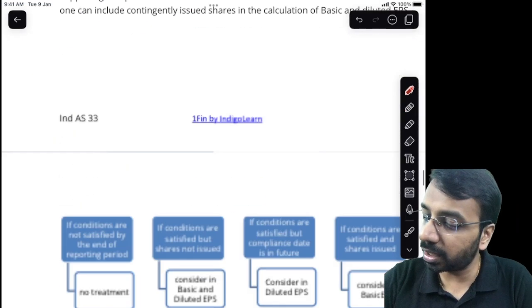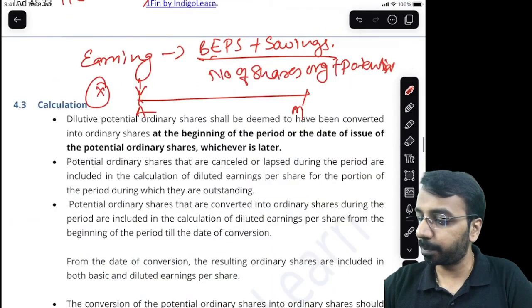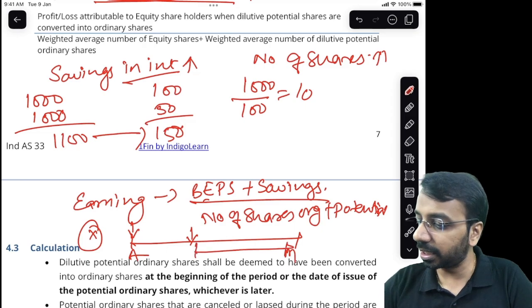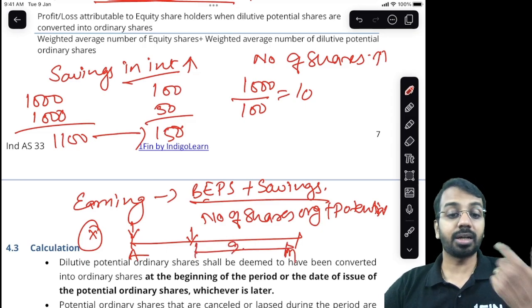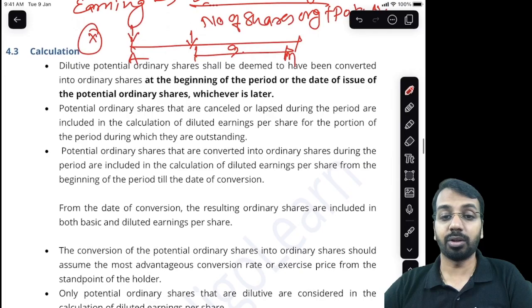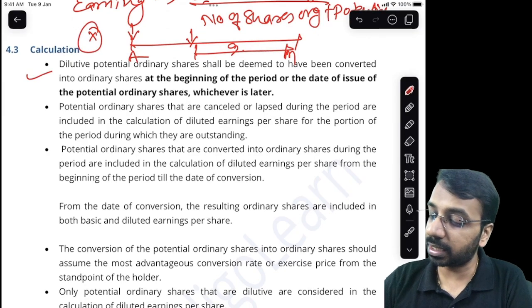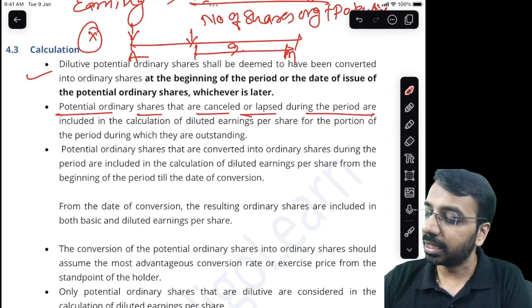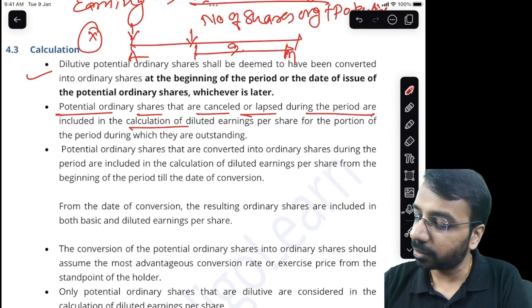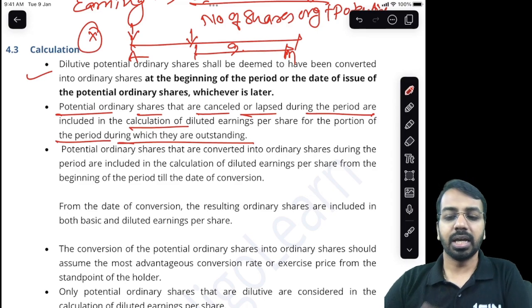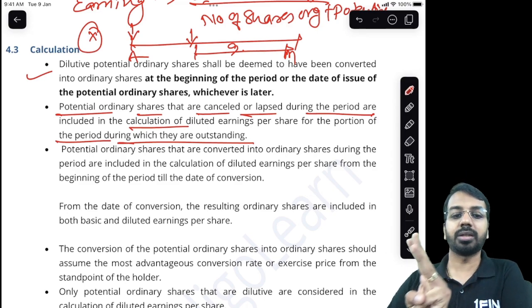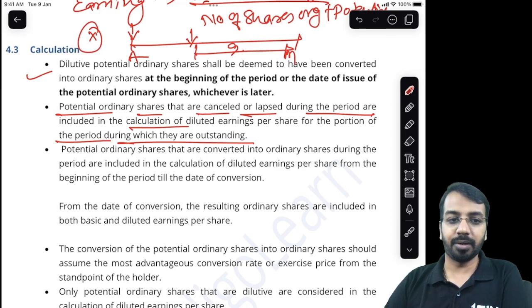Whereas if something is issued in between, if something is issued here, then from here till here, let us say 9 months, we will consider 9 months for the purpose of calculation of weights. Okay, so that is first. Then if potential ordinary shares are cancelled or lapsed during the period, they are included till the date or for the period for which they are outstanding. If they are outstanding only for 3 months, we will consider the 3 months period.